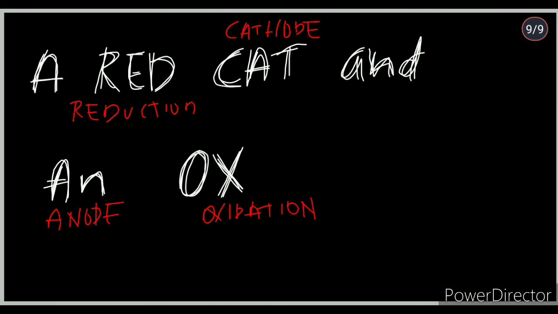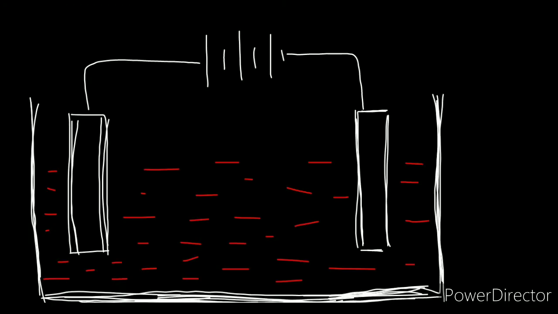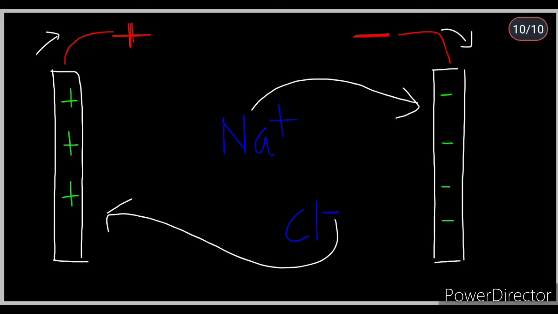Let's apply electric current to this electrolytic cell using this battery. When electric current is applied, the battery will attract electrons from the anode and emit electrons towards the cathode. As a result, the anode will be positively charged and the cathode will become negatively charged. Since the solution contains Na+ ions and Cl- ions, the Cl- ions, which are negatively charged, get attracted towards the positively charged anode.